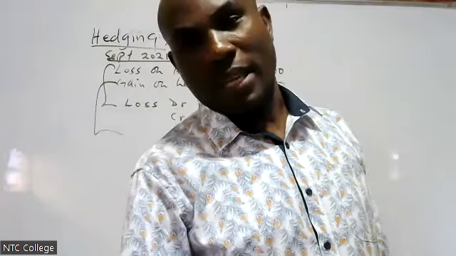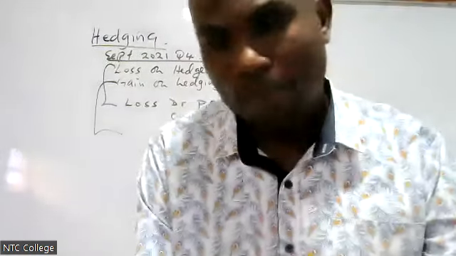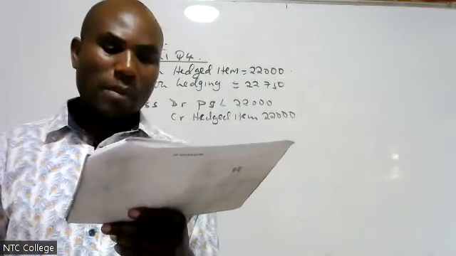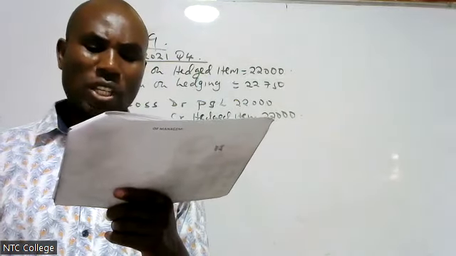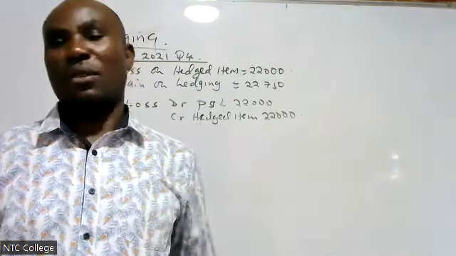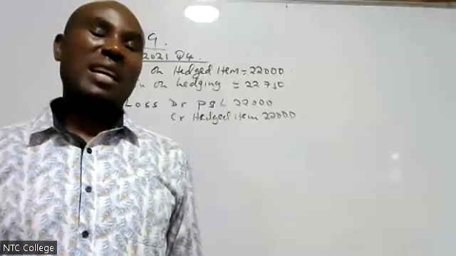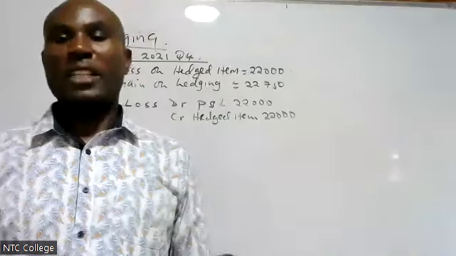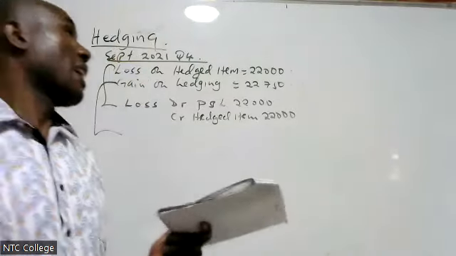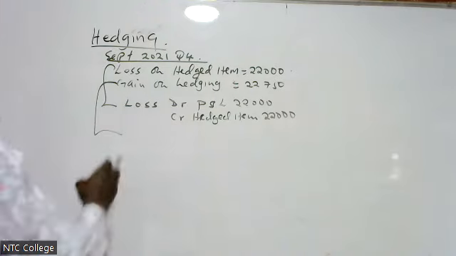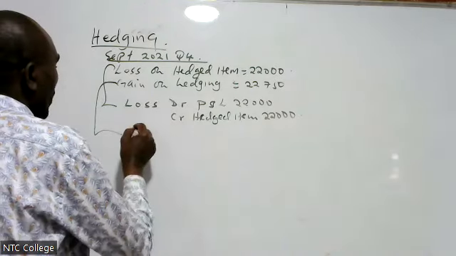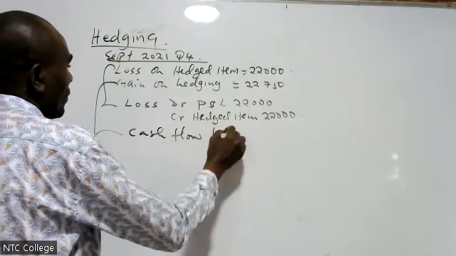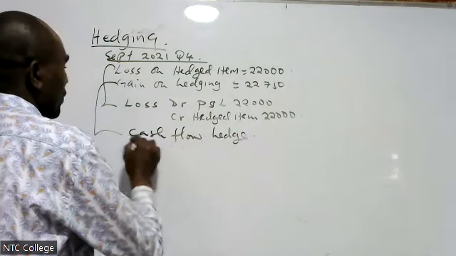You say cash flow. Yes, thank you. You are correct, because the examiner is saying that Bahati Limited entered into a hedge in order to protect its future cash flows. If you are protecting your future cash flows, that's a cash flow hedge. Therefore, this one is a cash flow hedge.